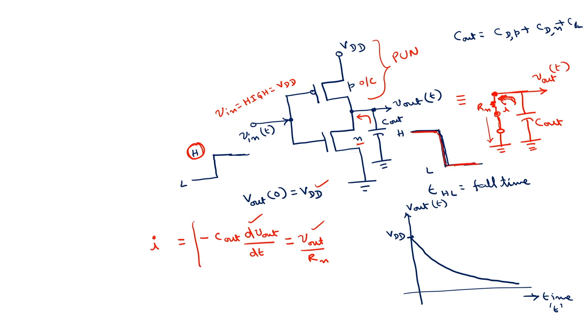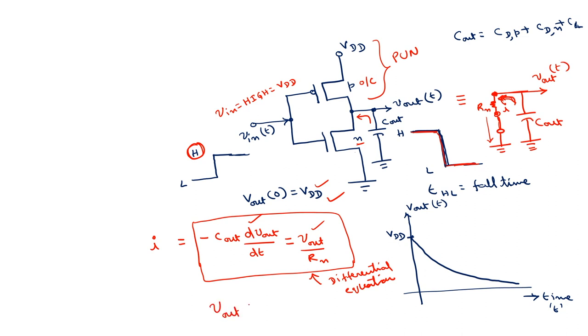So, if I solve this first order linear differential equation with the initial condition that V out of 0 is equal to VDD, you will get V out as VDD into e to the power of minus t by tau n, where tau n is Rn into C out. This is called the time constant of the n channel device.